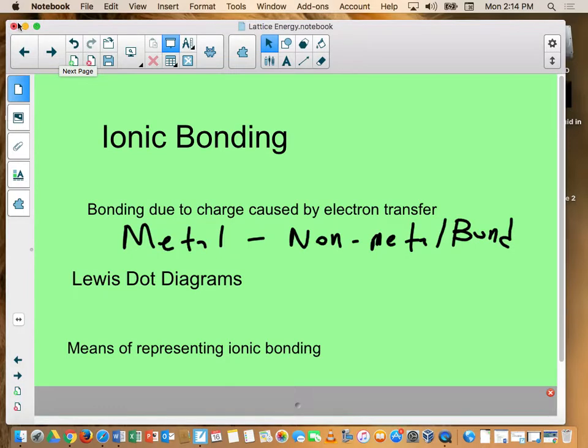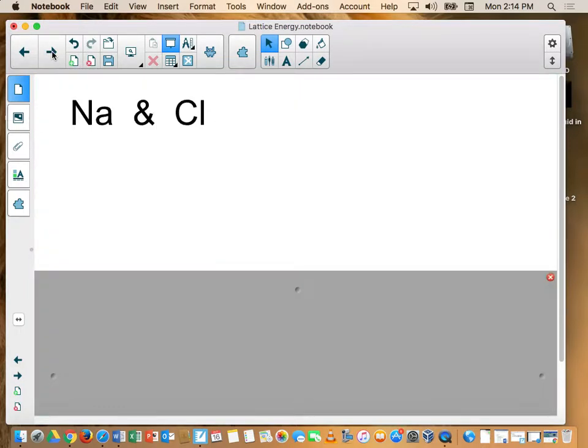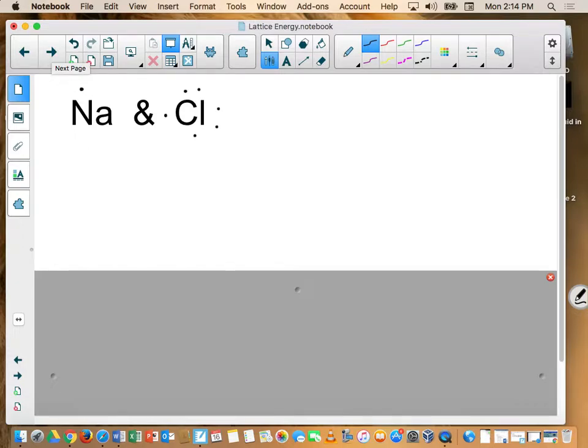Now, we did this last year. Let's do a quick review, Na and Cl. So if we look at the valence electrons, I have 1 valence electron for sodium. I have 7 valence electrons for chlorine. Okay, now, if I want to get the most stable state, I'm going to lose that 1 electron. So I have Na with no dots. I'll lose the electron. The charge is positive.